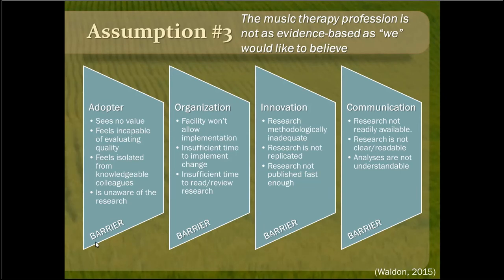The next one is an innovation barrier. This is where the research literature itself is not very strong, or where the literature isn't replicated enough.